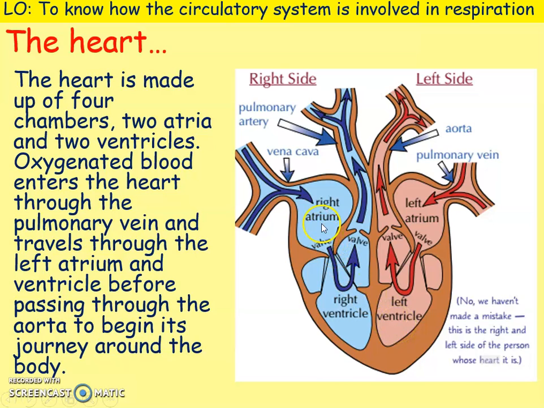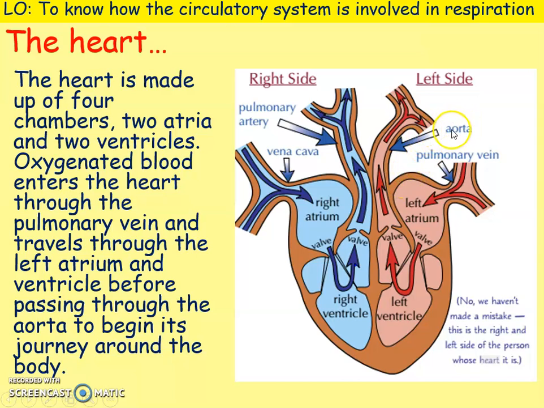Between the right atrium and the right ventricle, and the same on the left, are these things called valves. Valves are really important because they stop the blood flowing the wrong way. Without valves, the blood could move in the opposite direction and the heart wouldn't function as efficiently as it should. So the blood travels on a path and it only flows in one direction around the heart.